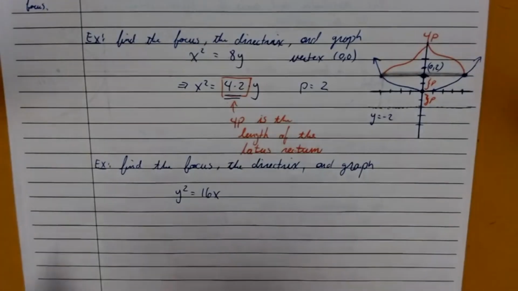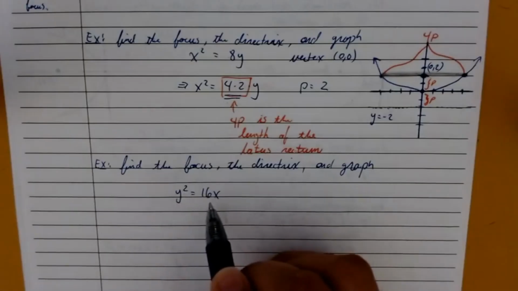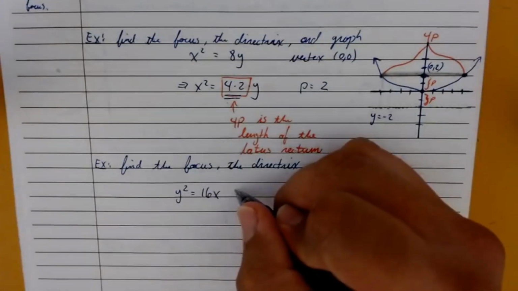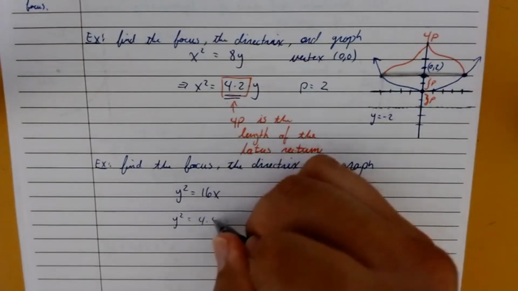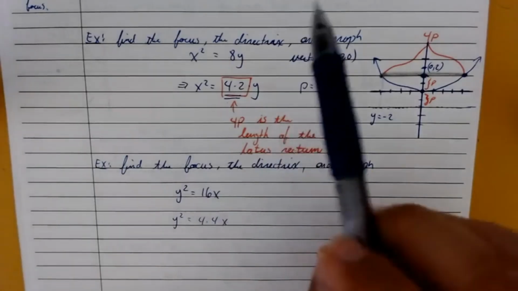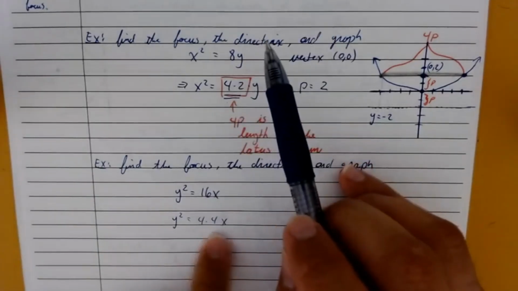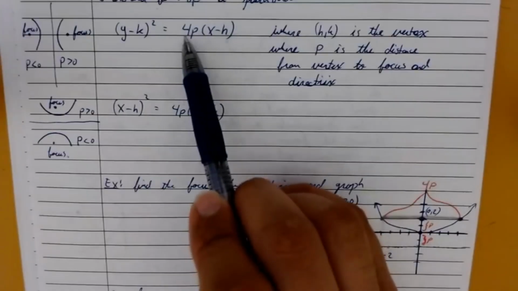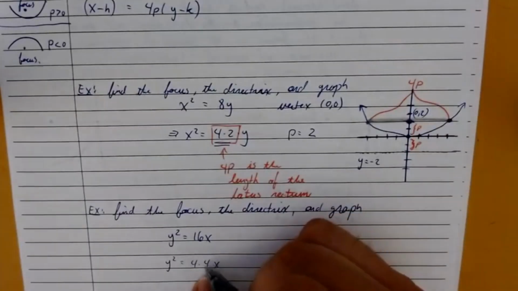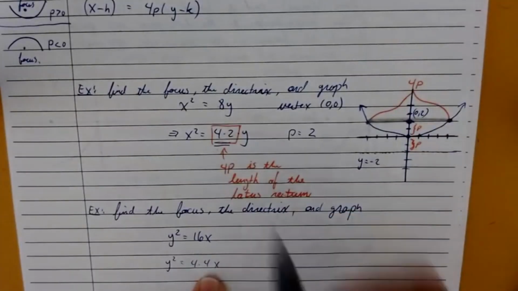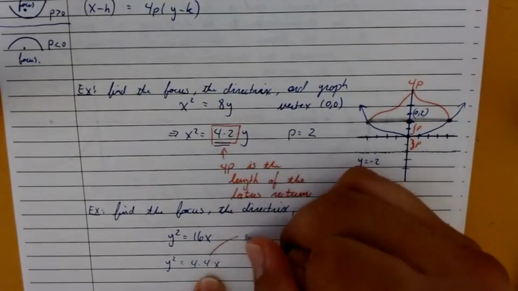All right, so here we have y squared equals 16x, which can also be written as y squared equals 4 times 4x. So here we have 4 times a number times x. So that number, that p, must be 4. So here we have that p is equal to 4.